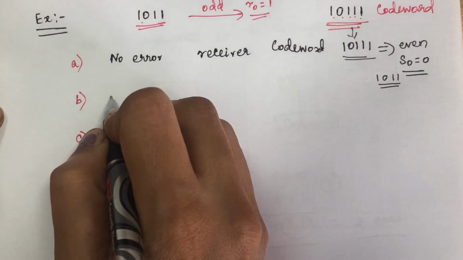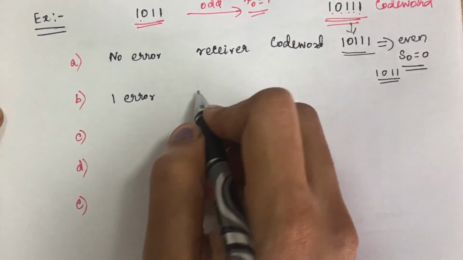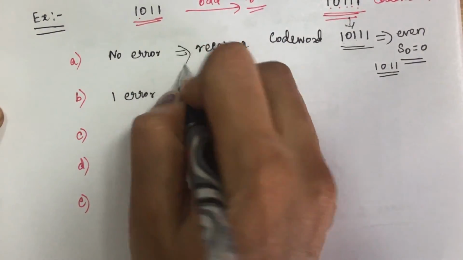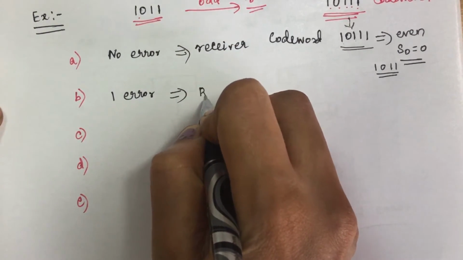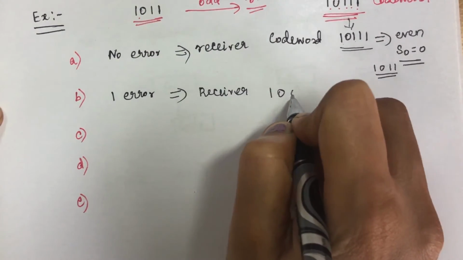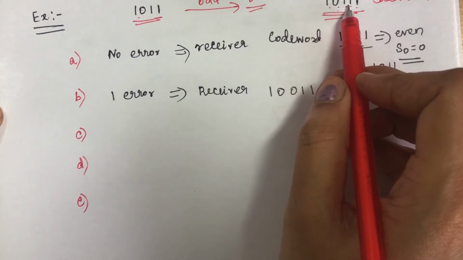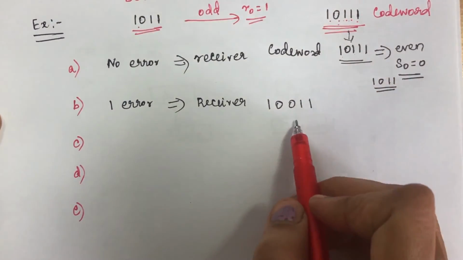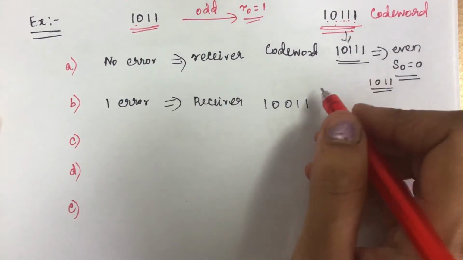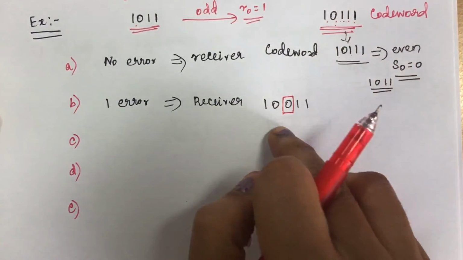The next case is when one error occurs during transmission. So this is the first case, and the second case is where the receiver has received the code word as 10011. Instead of receiving 10111, we are receiving 10011. So here the third bit has been changed from 1 to 0.